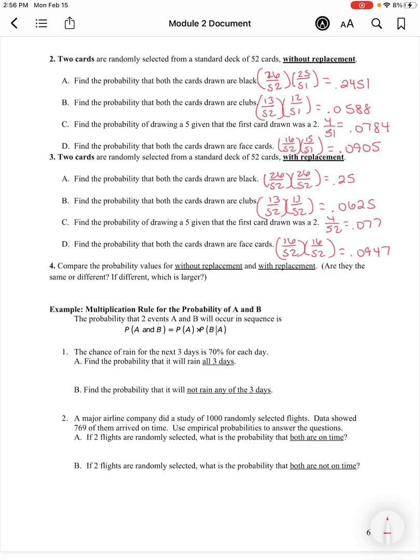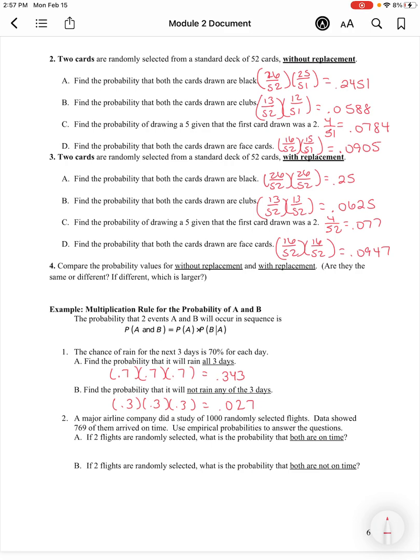And these last questions, well, next to the last questions. The chance of rain for the next 3 days is 70% for each day. Find the probability it will rain all 3 days. So that would be the first day it rains times the second day it rains times the third day it rains. So 0.7 raised to the third power is 0.343. The probability it will not rain any of the 3 days. Well, that means it doesn't rain the first day, it doesn't rain the second day, and it doesn't rain the third day, which is 0.027.